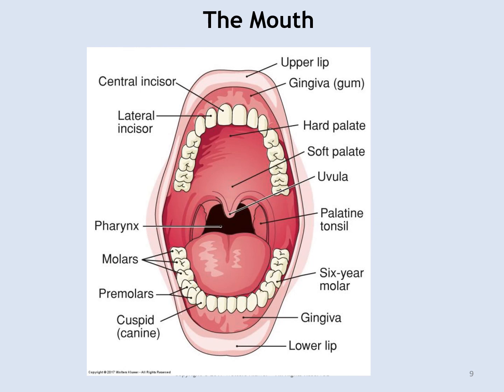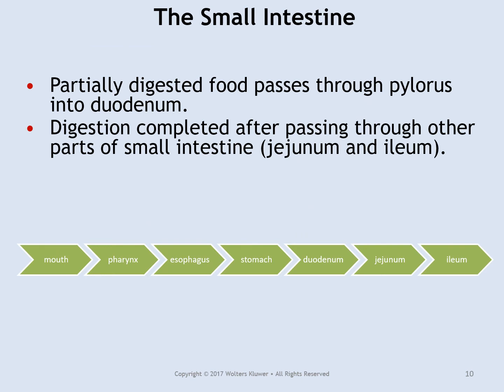So here's the mouth. I'm not going to go into this terribly in depth, but nothing you need to worry about here other than this is where mastication and the initial mixing with saliva takes place. And moving further on, we are looking at the stomach to the small intestine, starting with the duodenum, jejunum, and ileum, three parts of the small intestine.